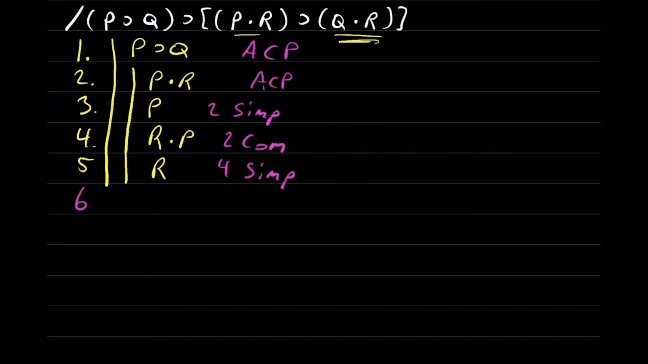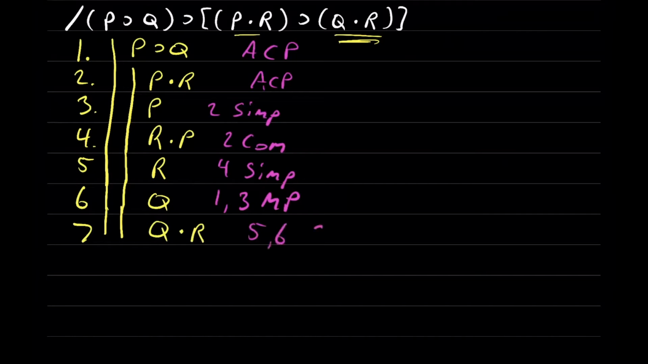And now we said that we can do modus ponens with line 1 and 3. So let's do that. Bring down these two vertical assumption lines. We'll get Q from line 1 and line 3 by modus ponens. This should all be pretty easy stuff. And we said we're trying to get Q and R together. Well, we have R on line 5. We have Q on line 6. All we have to do is conjoin those together. So Q and R from line 5 and 6 by conjunction.